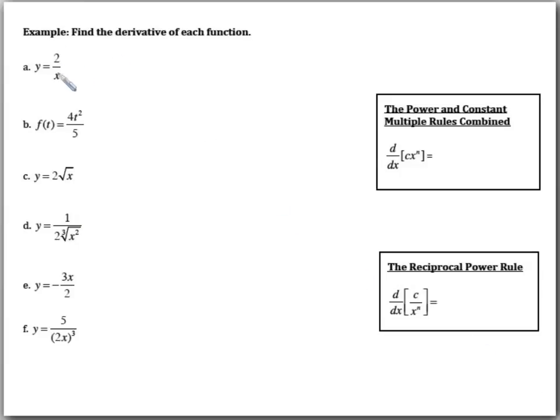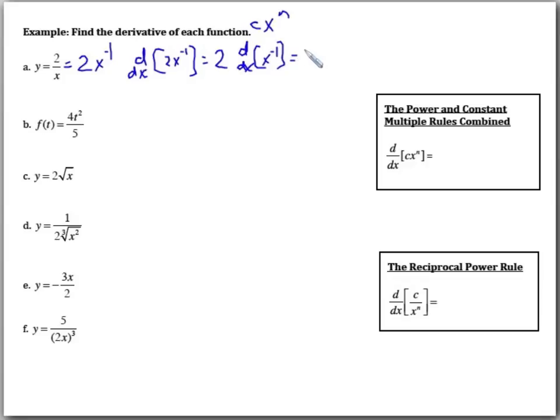Now first, if we have 2 over x, we want to go 2x to the negative 1. So we do still want to get that form x to the nth power, or c x to the nth. So now what this is telling me is that if we take the derivative of 2x to the negative 1, we can factor out that constant 2, and then take the derivative of x to the negative 1.